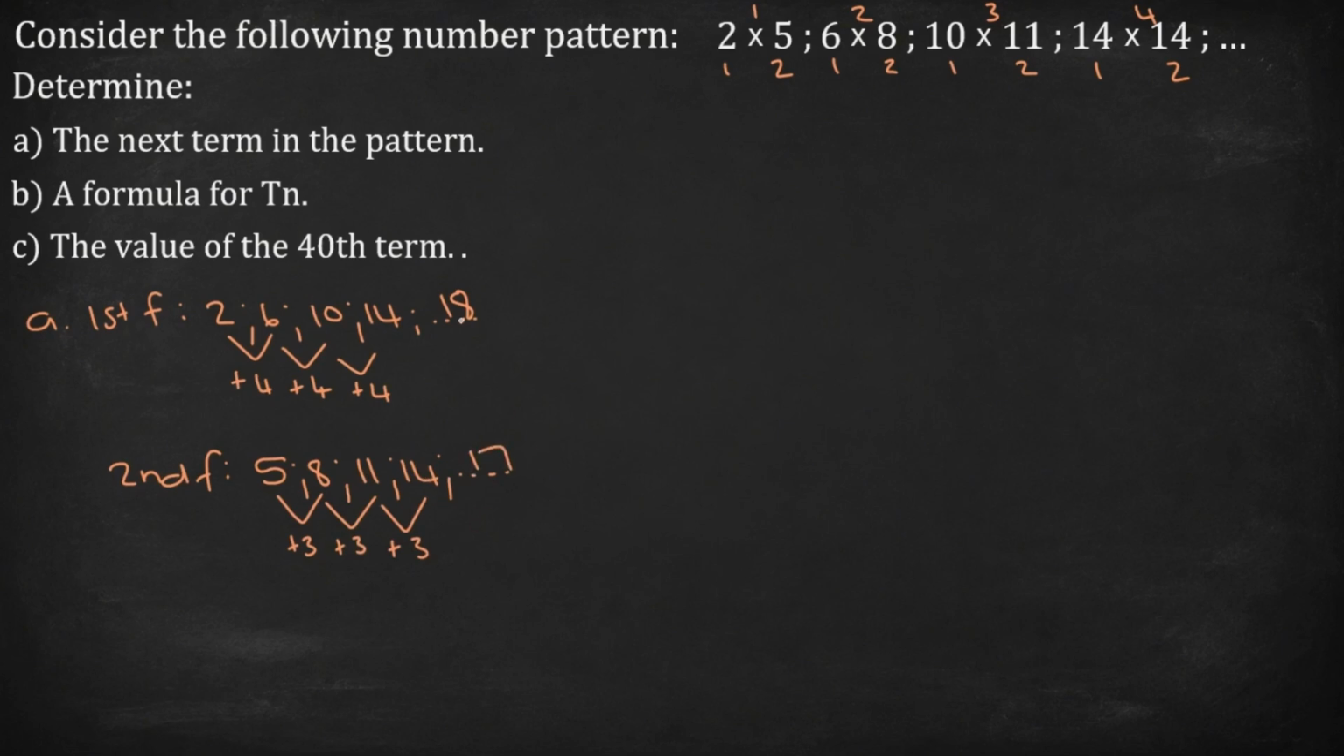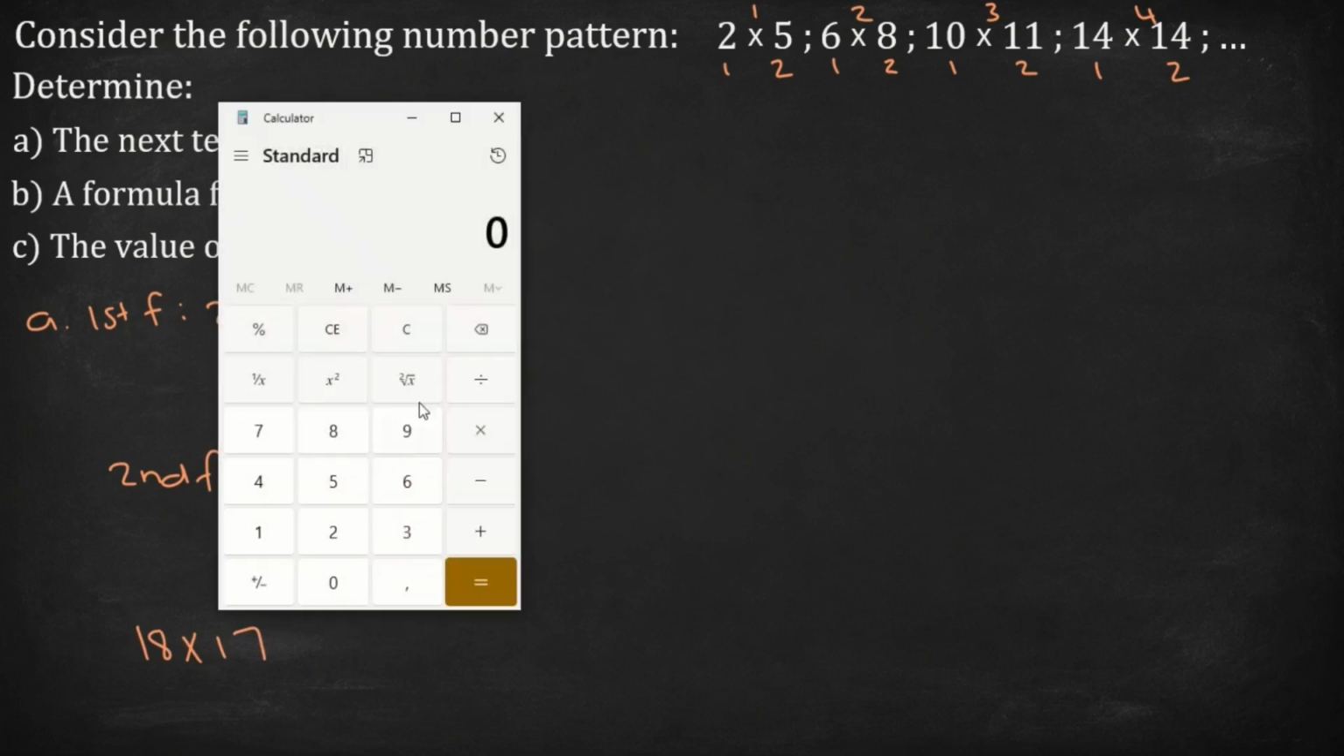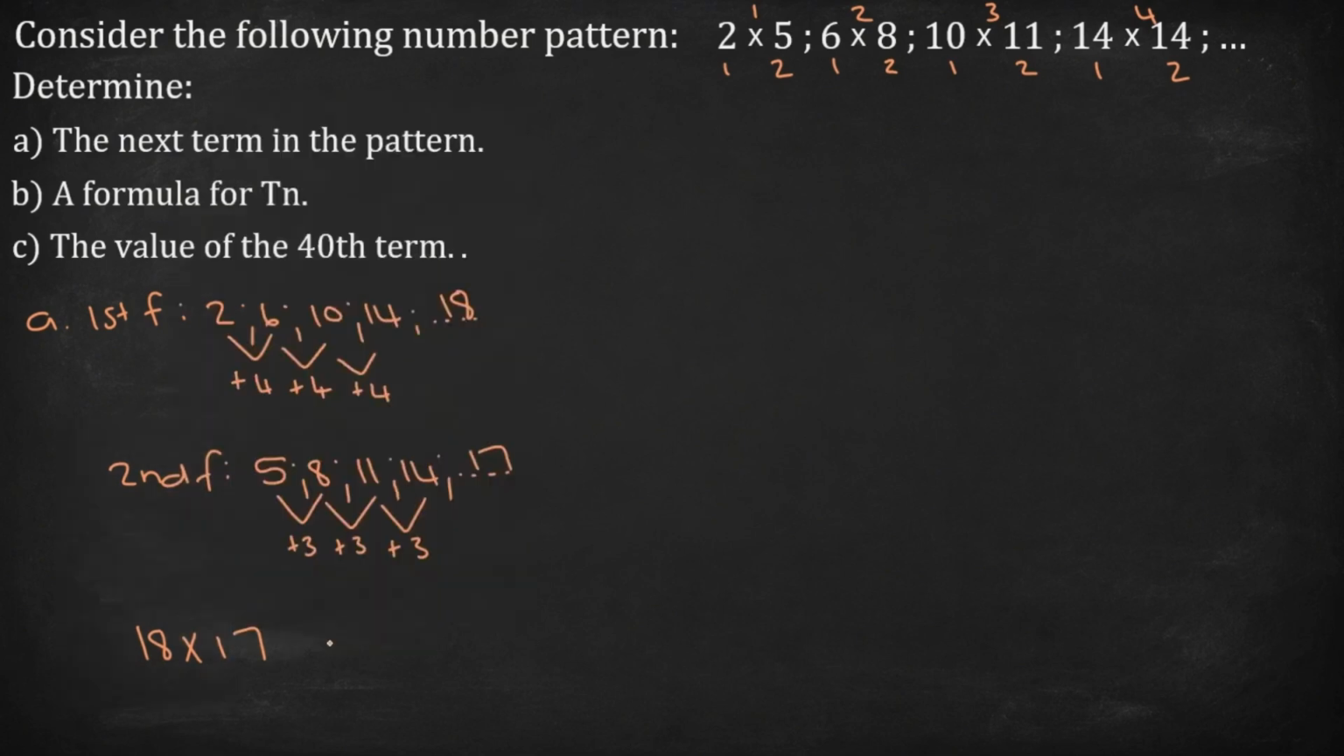And now we can combine these two factors to get our answer, and the answer is 18 multiplied by 17. And if we multiply it out, 18 multiplied by 17 is equal to 306. So we can write 18 × 17 or 306. And that is the answer for A.